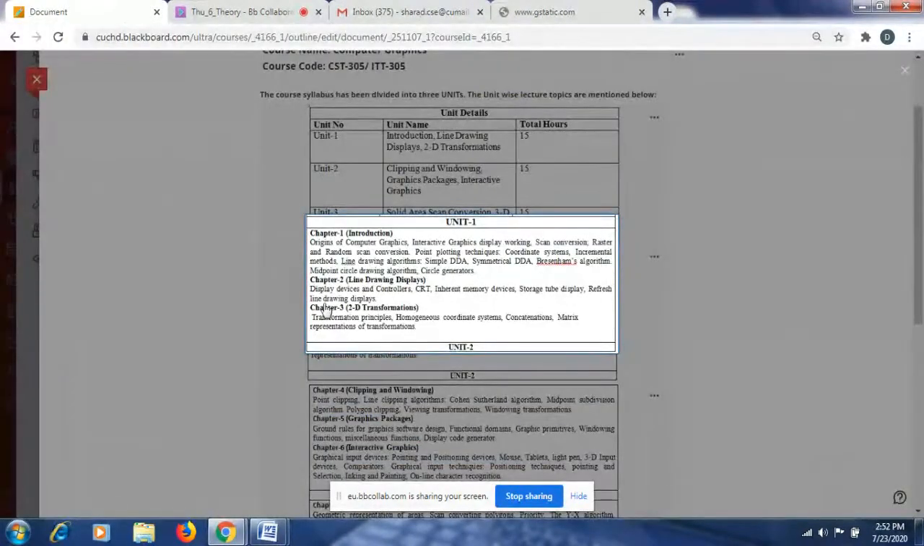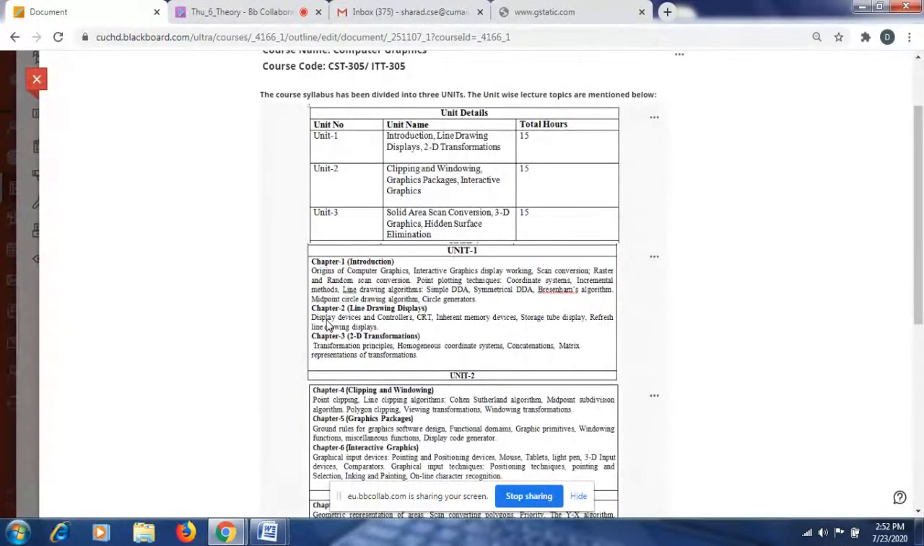Okay, in the second chapter, there are some display devices and display controllers, CRTs, some memory devices, storage tube displays, and refresh line algorithms. Chapter 3, that is 2D transformation, is very important. In this there are various types of transformation, and there is the homogeneous coordinate system for converting 2 by 2 matrices into 3 by 3 matrices. There will be a matrix representation of all the transformations.